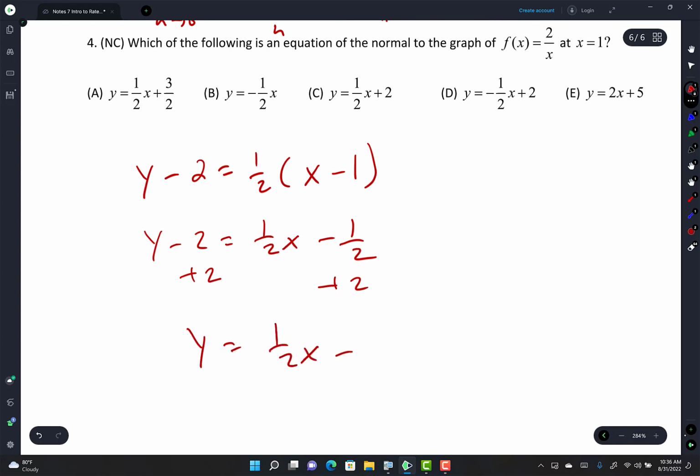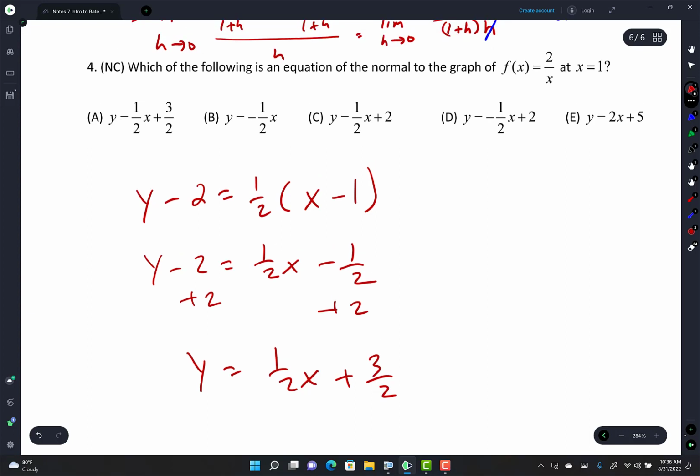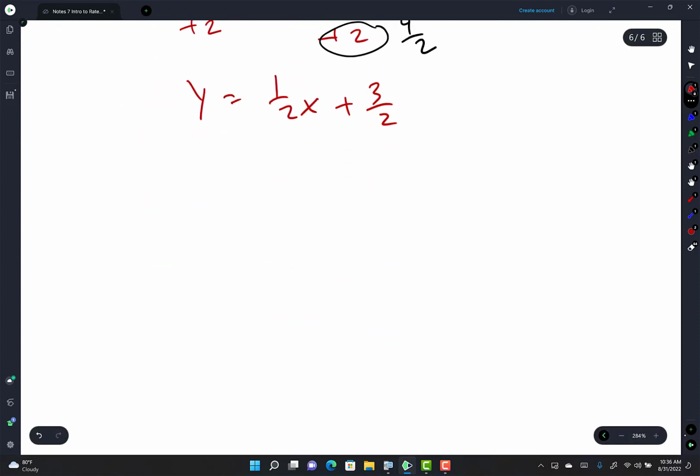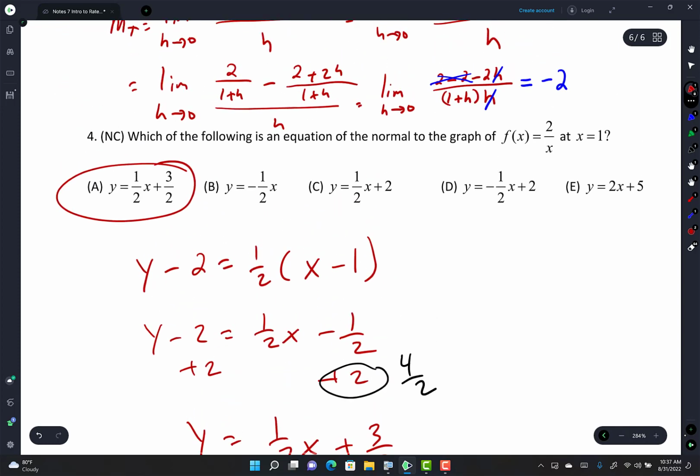So y equals positive 1 half x. 2 minus a half, is that what? 3 halves? 3 halves. Yeah. That 2 is 4 over 2. Are we good? We did it? Is that the last? All right, let's look at your activity.